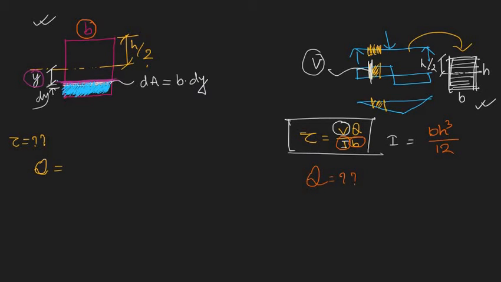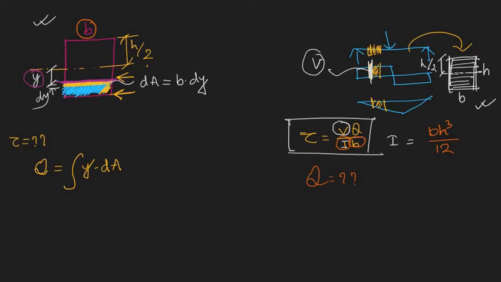Q is the integration of the moment of a very small area. So we have considered this dA. What is the moment of this dA about the neutral axis? Simply y times dA, because it is situated at a distance of y from the neutral axis. Got it? And we have to integrate it from this level to this level, because the whole portion is contributing.